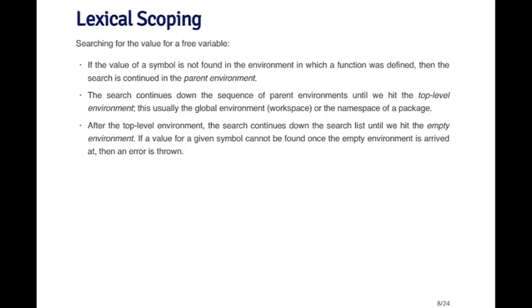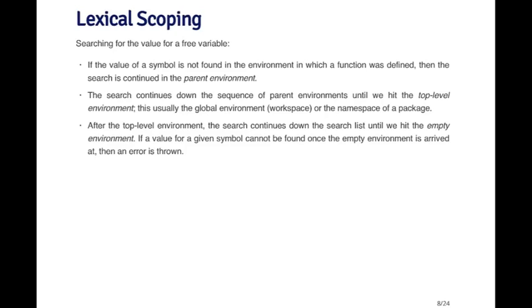So if I see a free variable in this function, and I can't figure out a value inside the function, then I'm going to look in the global environment because that's where the function was defined. If I can't find something in the global environment, then the search continues in what's called the parent environment of the global environment. In the usual case, if I define a function in the global environment, then its parent environment is the next thing down on the search list. So you just go down the search list until you eventually find the value for this free variable.